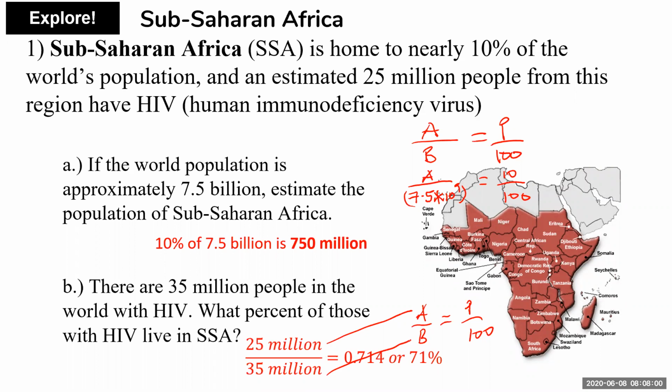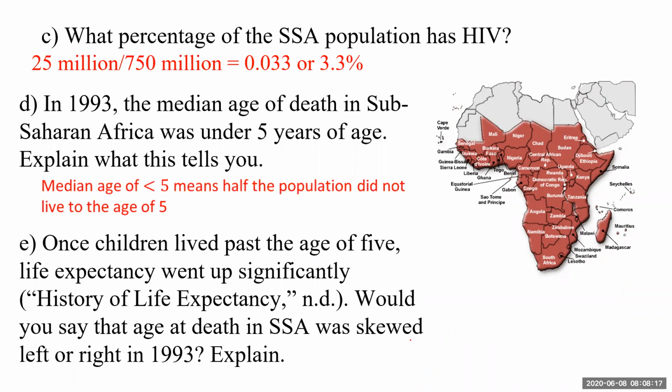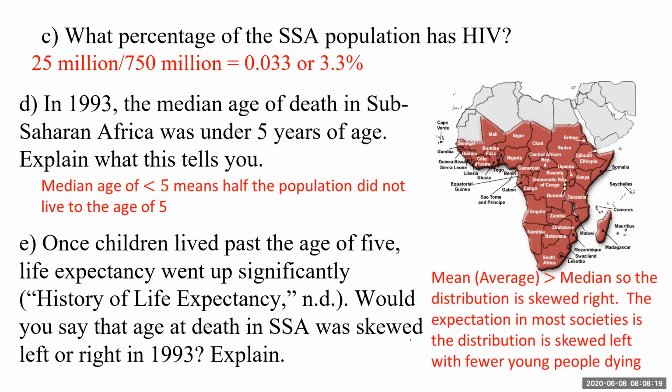Okay, sweet. Now, in 1983, the median age of that was that. Explain what that means. I skipped that. So what percentage of the sub-Saharan Africa population has HIV? Okay, so you can use A over B is equal to P over 100. Okay, and that works out. Great. All right, nice. So these are just applications of percentages.